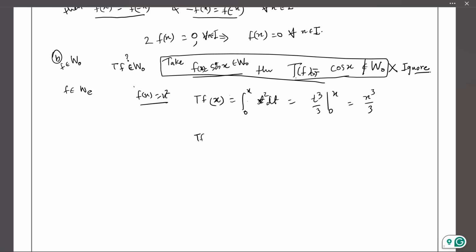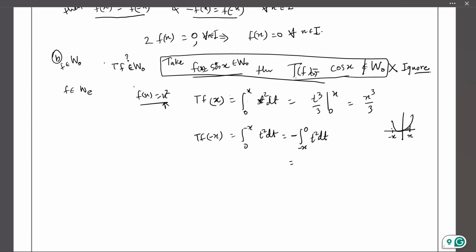Just calculate Tf at minus x, for your x square function only. This will become the integral from 0 to minus x of t square dt. Let me draw a graph here. Here you have minus x, here you have plus x. So the integration is just this area under the curve. Take the minus outside so that the limit is in the proper direction. Minus, integral from minus x to 0, t square dt.